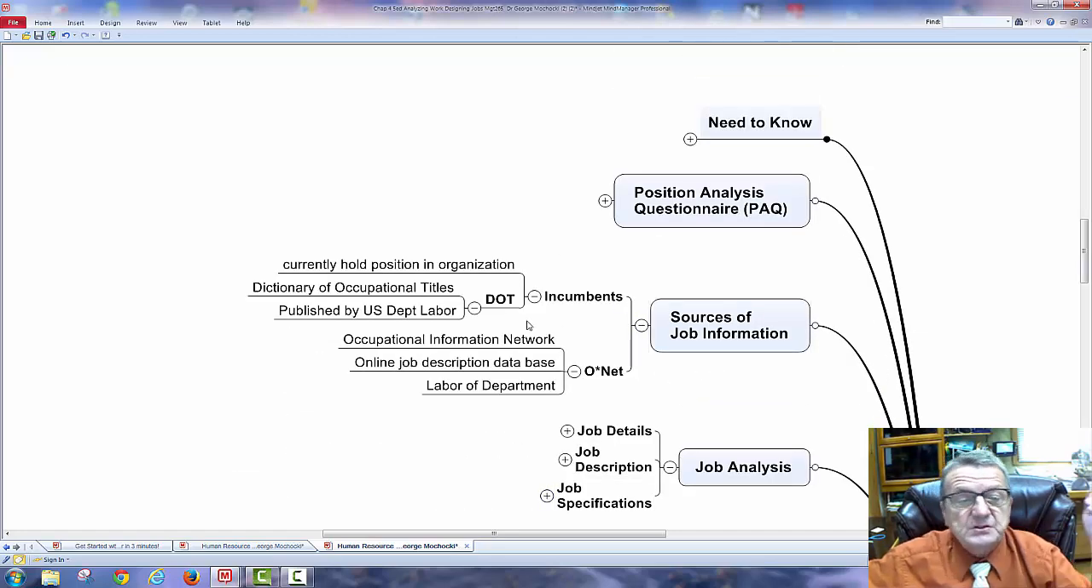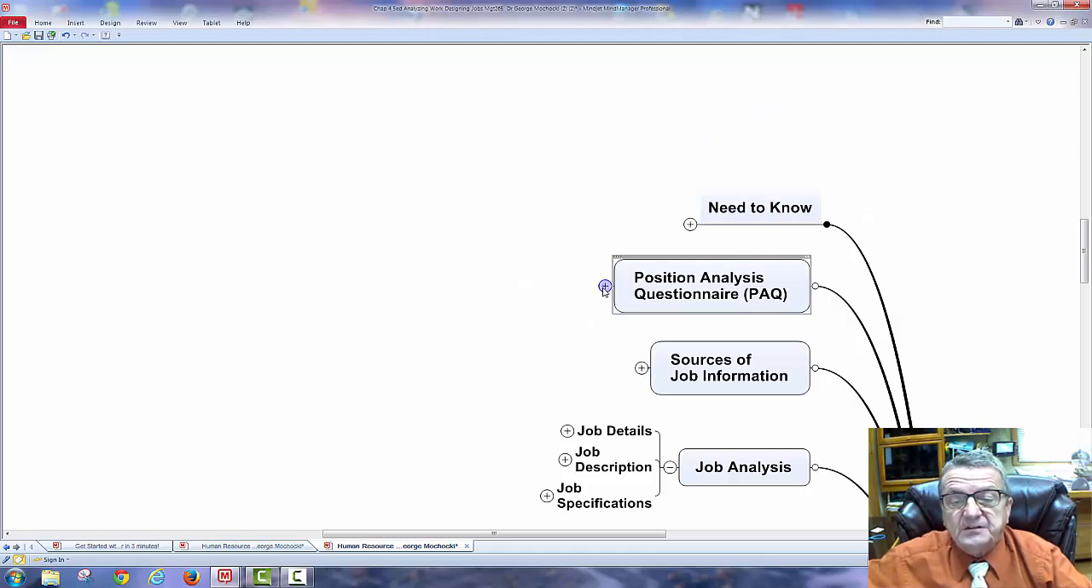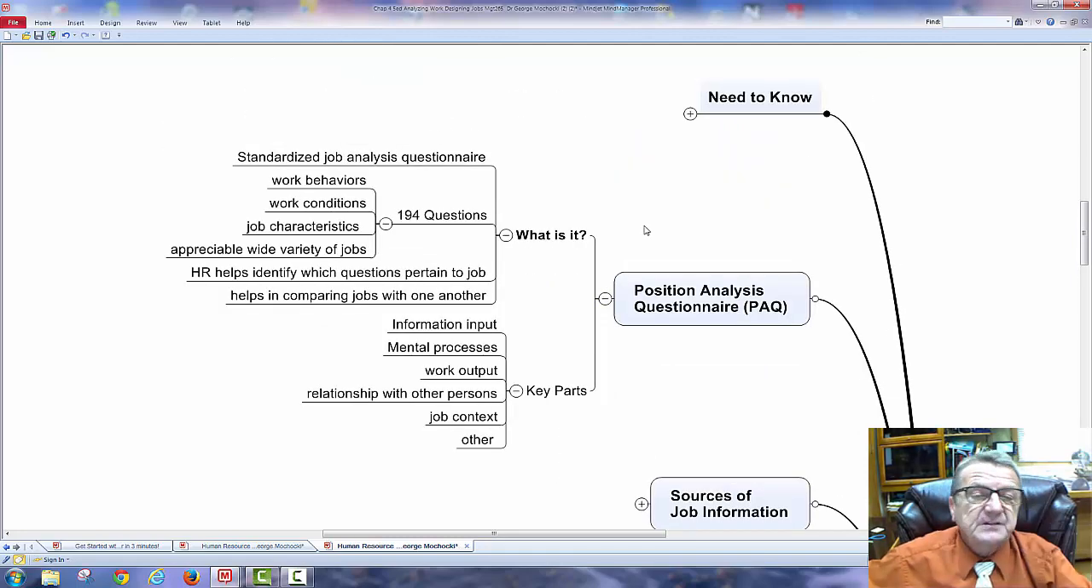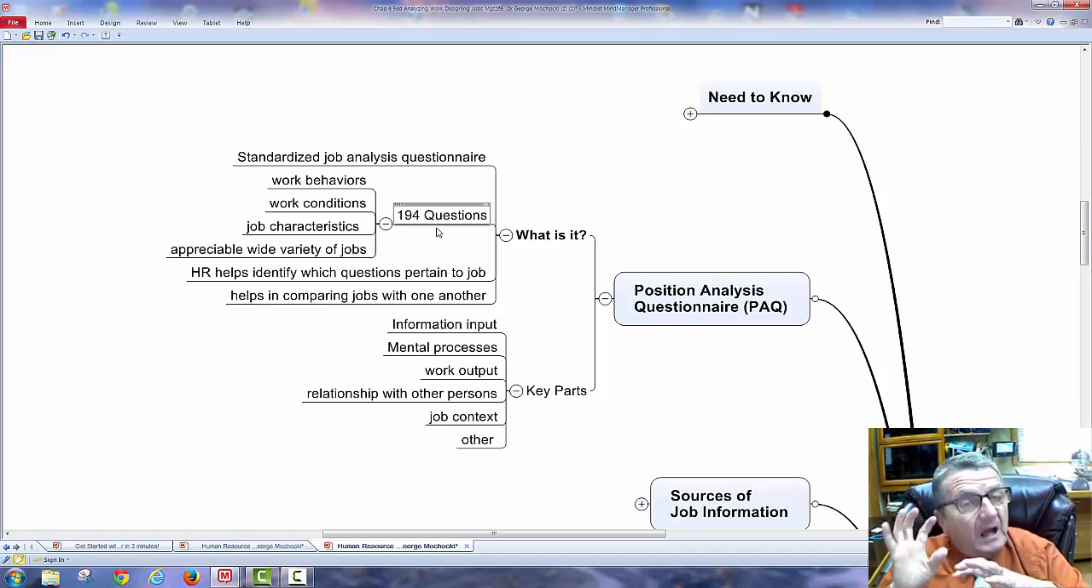Sources of job information are the Dictionary of Occupational Titles published by the U.S. Department of Labor, the Occupational Information Network, and online job descriptions, okay? So we have that one. Position analysis questionnaire. When I look at a questionnaire, it's a standardized job questionnaire, work behavior, certain questions, job characteristics, a wide variety. There's a lot of articles, and we'll be discussing things about assessments. HR is a lot of assessments. You have so many people who want to do the job. How do I basically minimize my pool and just get the people that are really ready for this type of work? I understand I'm going to miss some.